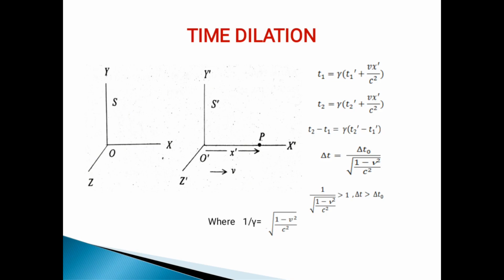Thus, the time interval between two events occurring at a given point in the moving frame S prime appears to be longer to the observer in the stationary frame S. That is, a stationary clock measures a longer time interval between the events occurring in a moving frame of reference than a clock in the moving frame. This effect is called time dilation.